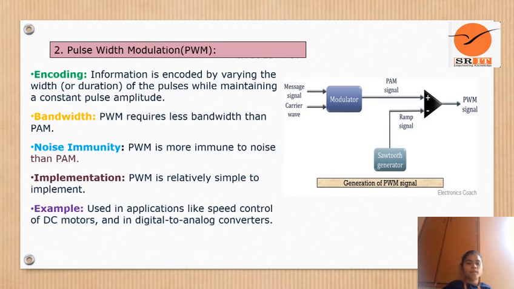PWM: information is encoded by varying the width of the pulses while maintaining a constant pulse amplitude, and its bandwidth is very small when compared to PAM. PWM is more immune to noise than PAM. PWM is relatively simple to implement. It is mainly used in applications such as DC motors and digital to analog converters.